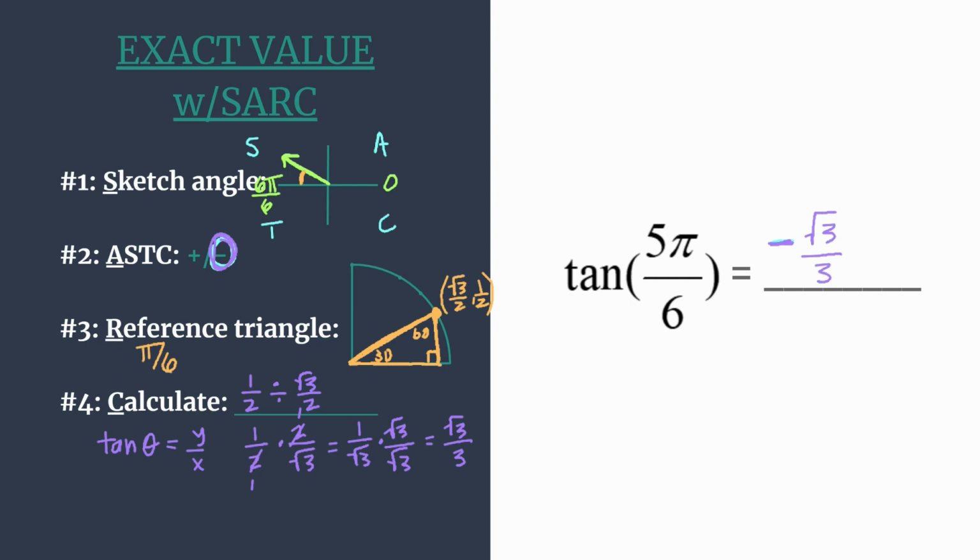One quick note before we finish up. You will eventually get to the point as you practice more exact values where you'll simply know that if your reference angle is pi over 6 or 30 degrees, root 3 over 3 is going to be the tangent. Or at least you'll know that 1/2 divided by root 3 over 2 is going to be root 3 over 3. So you'll get there, keep practicing.